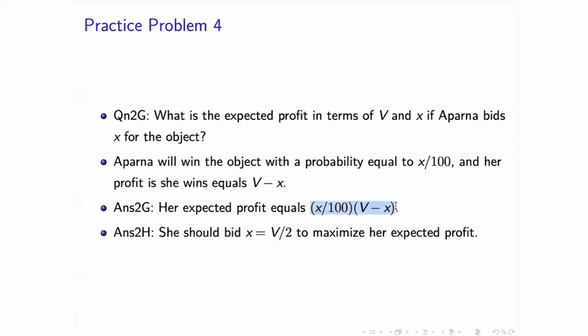And you can now think about what value of X will maximize this. Again, the division by 100 is just a multiplicative constant, so you can ignore that. So she'll basically choose X equal to V by 2 to maximize this profit if her valuation is V. So that's the finding that we get.